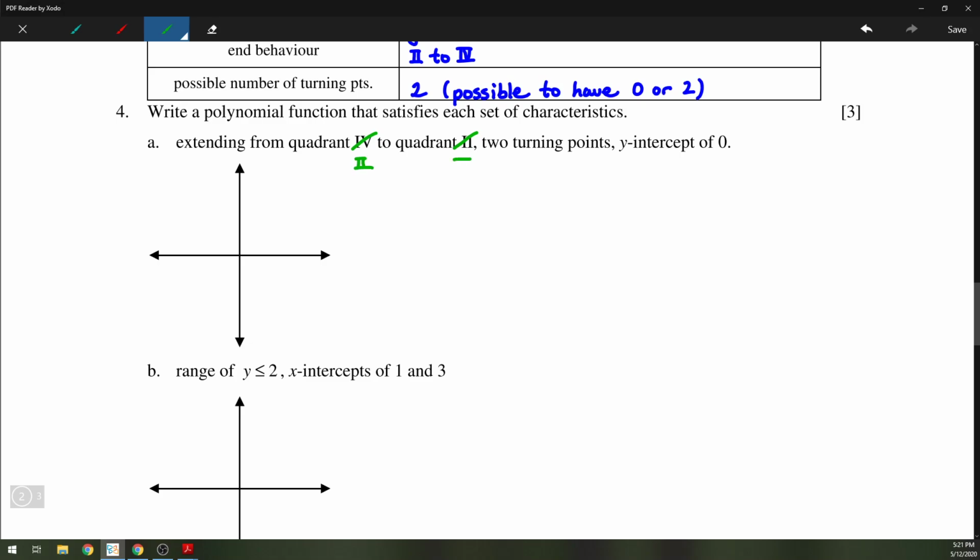Okay, 2 to 4 has 2 turning points and a y-intercept of 0. So one possible way to draw this is, here's the y-intercept of 0. Here's a turning point. It ends in quadrant 4, as you can see, and then we can draw another turning point in quadrant 3 and have it go up into quadrant 2. So that would satisfy the conditions.